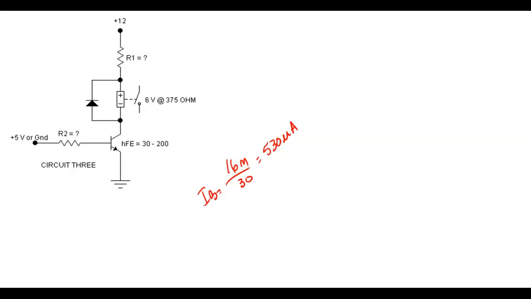And then the 4.3 volts over 530 microamps equals 8.1. That's why I was saying right here, 8.1. 4.3 divided by 530 comes up to be 8.1.